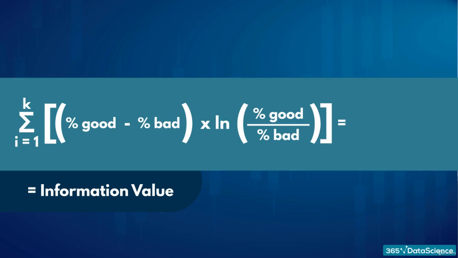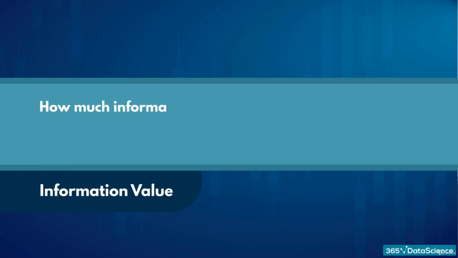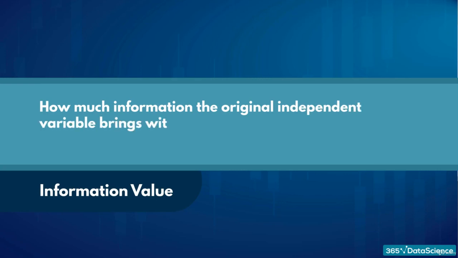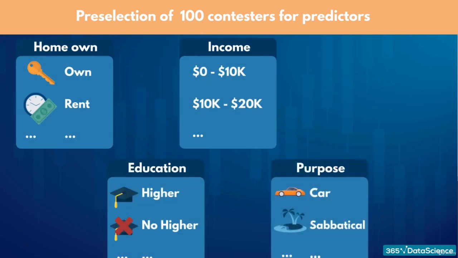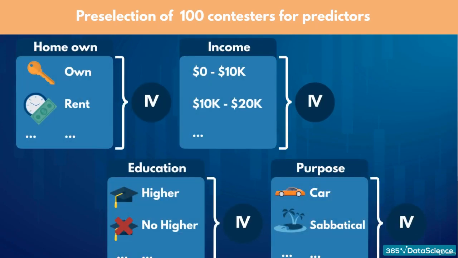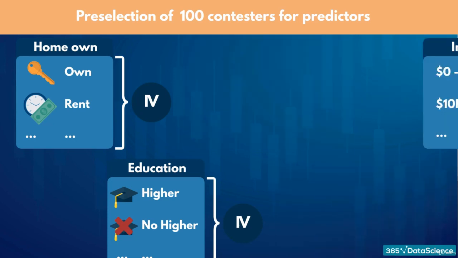Okay, the information value shows us how much information the original independent variable brings with respect to explaining the dependent variable. Therefore, the information value can be used to identify the original independent variables which explain the dependent variable best. Hence, as you are probably anticipating, you can use information value for preselection. So, if we have 100 contesters for predictors in a regression, the information value can help us preselect the best 5 or 10 or 20 independent variables to include in a statistical model.